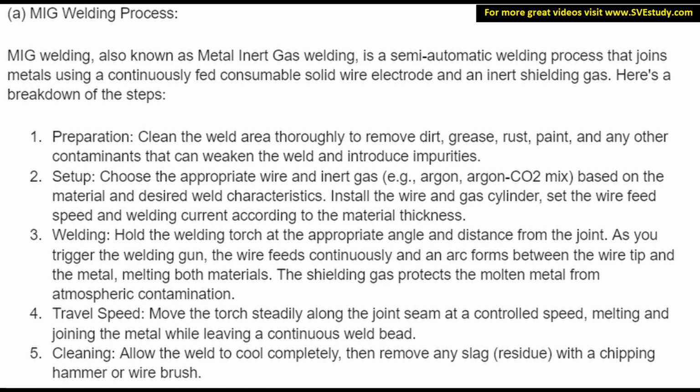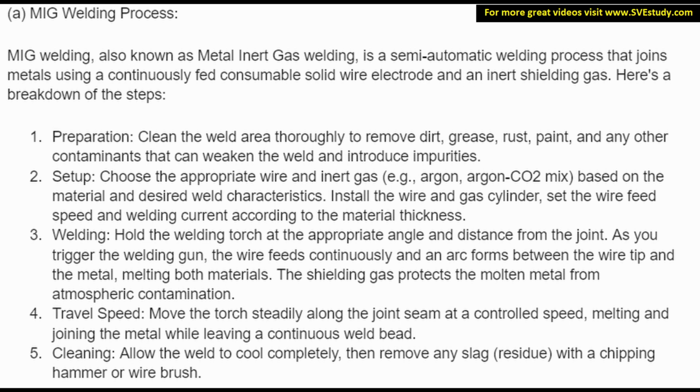A. The MIG welding process. MIG welding, also known as metal inert gas welding, is a semi-automatic welding process that joins metals using a continuously fed consumable solid wire electrode and an inert shielding gas. Here's a breakdown of the steps.